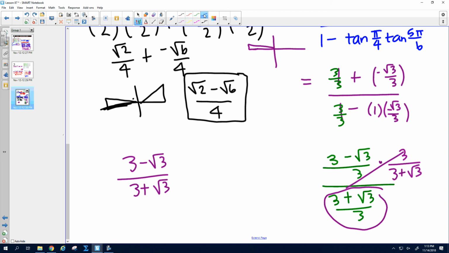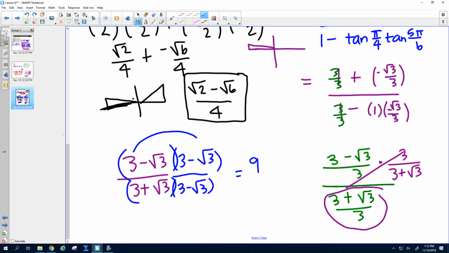And so we have to multiply by the conjugate. Do you guys remember what the conjugate is? It's 3 minus the square root of 3. So it's opposite of what's in the denominator, 3 minus the square root of 3. These are great. So this would be 9. This would be minus 3 root 3 and minus 3 root 3, which is minus 6 root 3. And then I have negative root 3 times negative root 3, which is just plus 3.